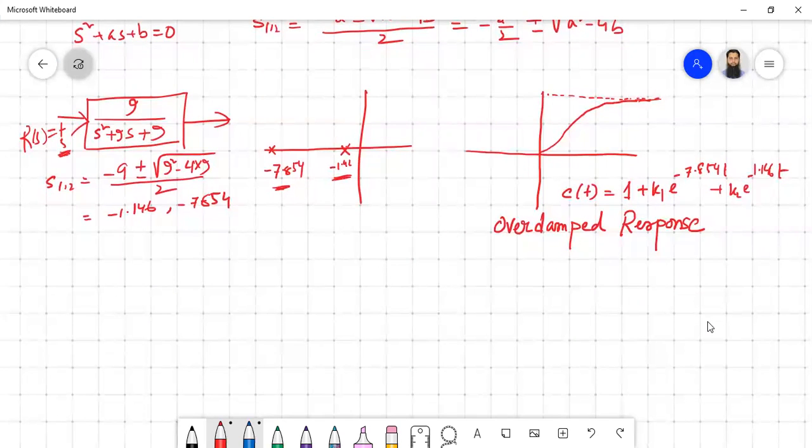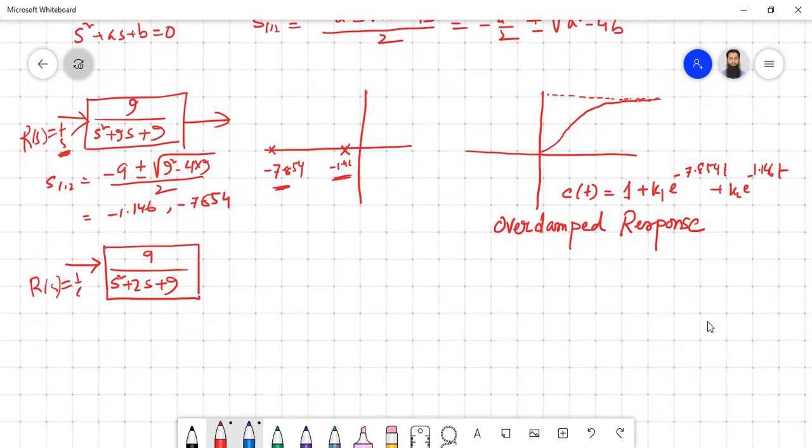Okay, so the next scenario is we have a transfer function, something like this. So 9 by s square plus 2s plus 9. Again, step input. So step response is what we are going to get.